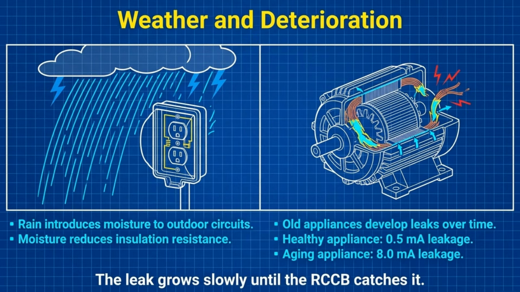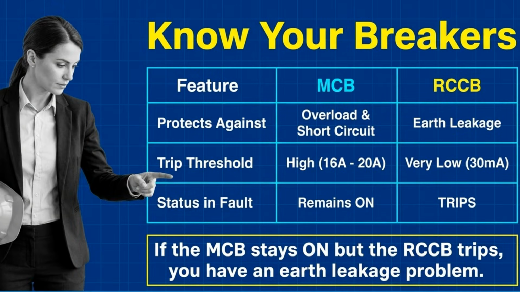Environmental factors like rain can increase leakage in outdoor circuits by reducing insulation resistance. Additionally, aging appliances naturally develop higher leakage currents over time. It is important to distinguish between breakers. An MCB protects against overloads, while an RCCB is specifically designed to detect tiny leakage currents to prevent electrical shock.